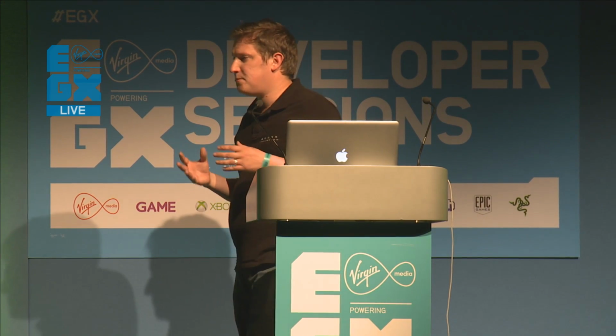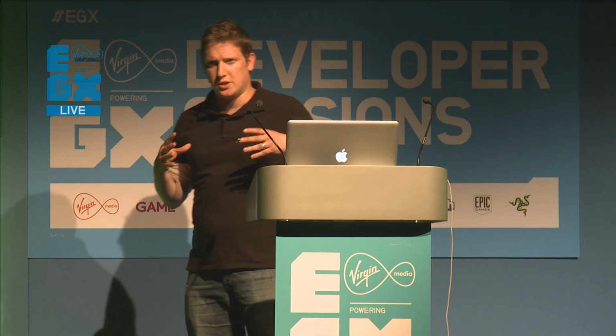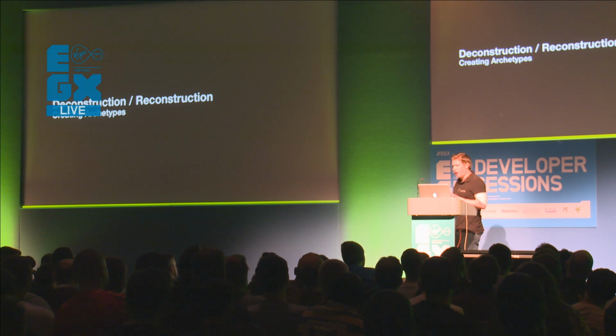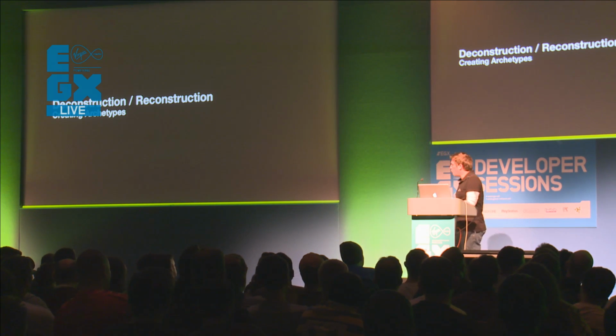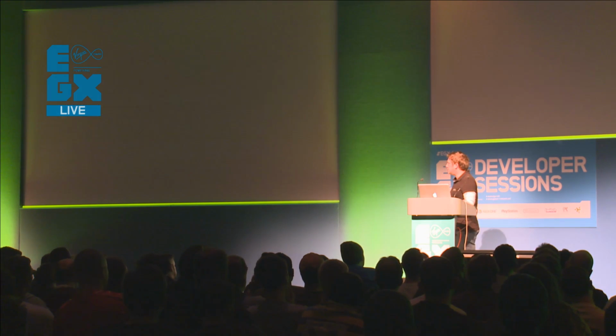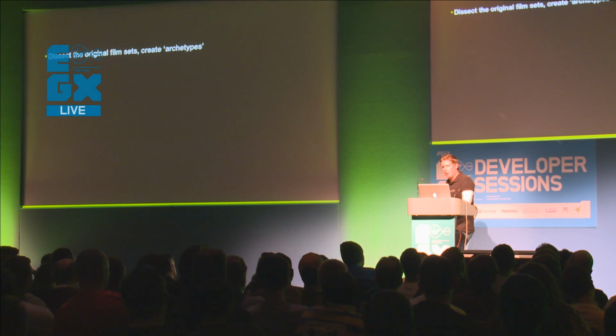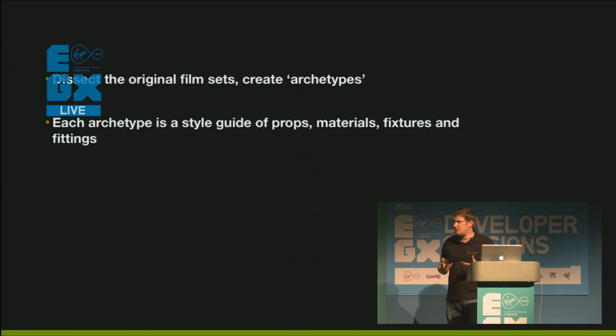So what we really did was look at deconstructing the film to all its component parts. We really tore apart every scene, every bit of set design to try and work out how this was built. And what we would do is we'd create archetypes, and an archetype would be a style guide of props, materials, fixtures, fittings, everything that we could work out. How did they light those spaces? What materials did they use to build the sets, and how would they react to the light?